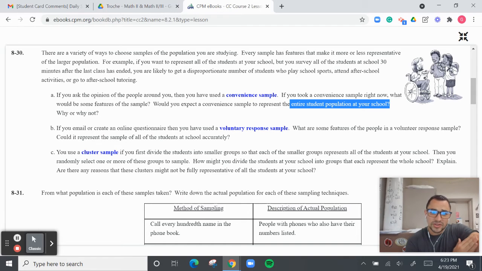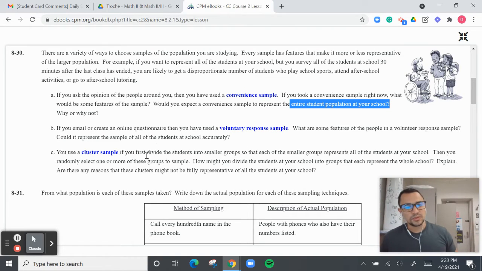Could it represent the sample of all the students at the school accurately? I don't think so. I really don't think so. You're going to probably get people that are either strongly opinionated about the survey, and people that don't care just won't even answer the survey. So you've got to think about it like that. It's a good idea in theory, but in practicality, it's not the best way.